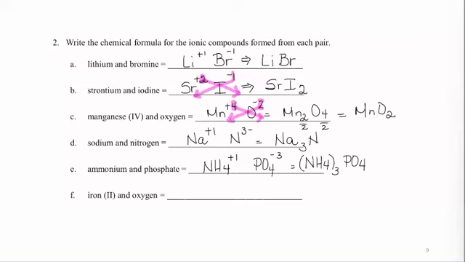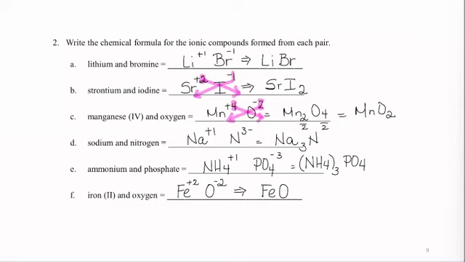Excellent. Let's do F. Iron 2 and oxygen. What is the chemical formula for letter F? Great job. So iron is Fe plus 2. Oxygen is O minus 2. As in example A, the plus 2 in iron is going to be canceled by the minus 2 in oxygen. So our final answer is just FeO.